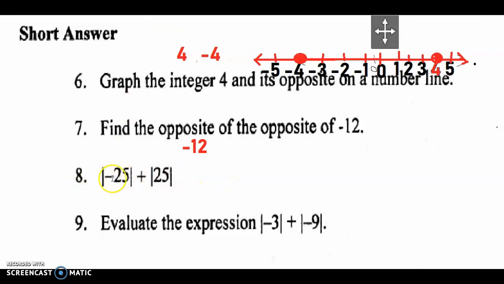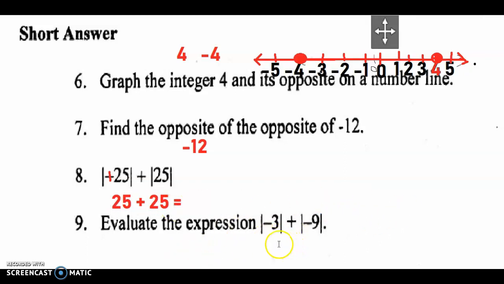Now we're talking about absolute value here. These bars, they mean absolute value. It means whatever is inside turns into a positive. It doesn't make this negative. It stays positive. So if this is already positive, it doesn't really change. So my number here, let's say it would be like this, right? My negative turns into a positive. Over here, I don't have to do anything. So now you just have to put it together. And I have 25 plus 25. And what is that? You guys can figure that out. And that's going to be your answer.